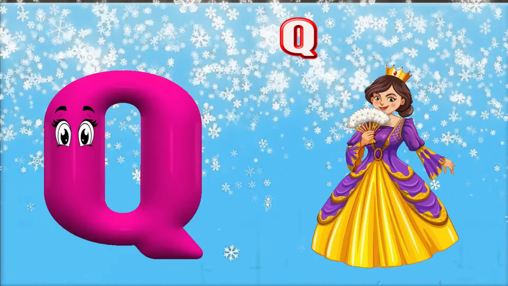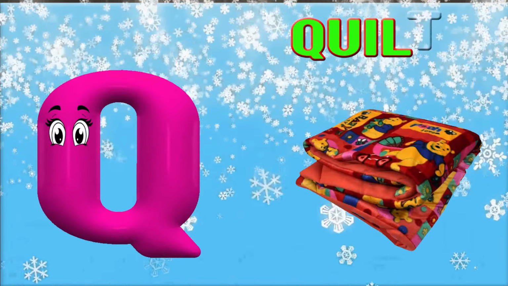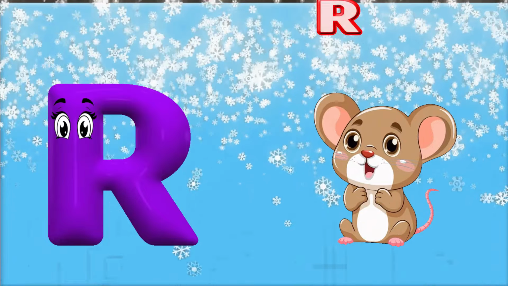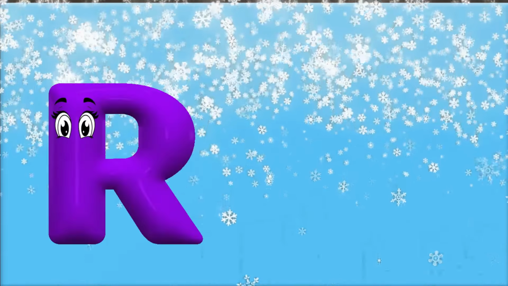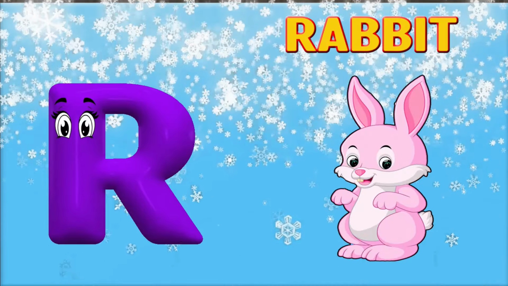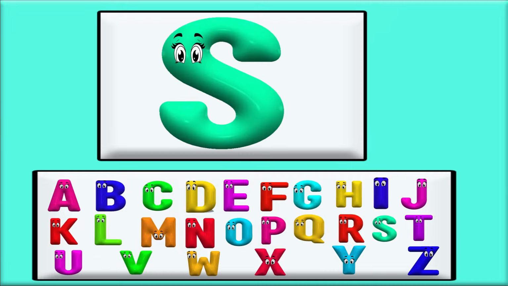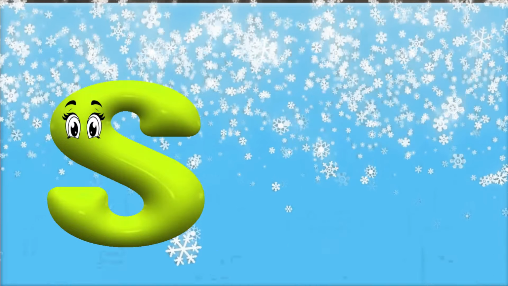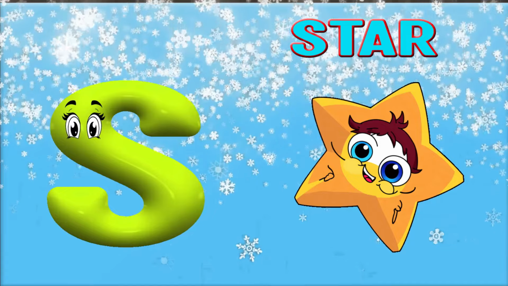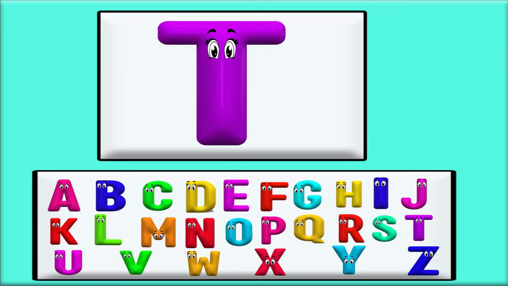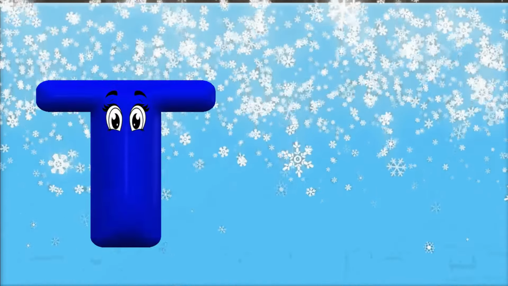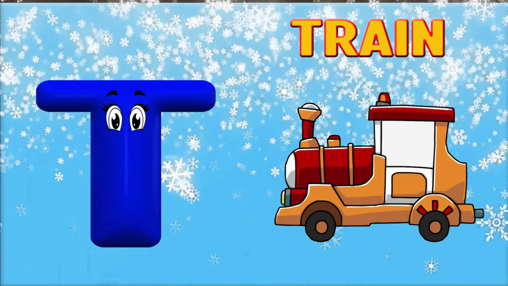Q for queen. Q for wheat. R for rat. R for rabbits. S for sky. S for star. Y for why. Y for rain.